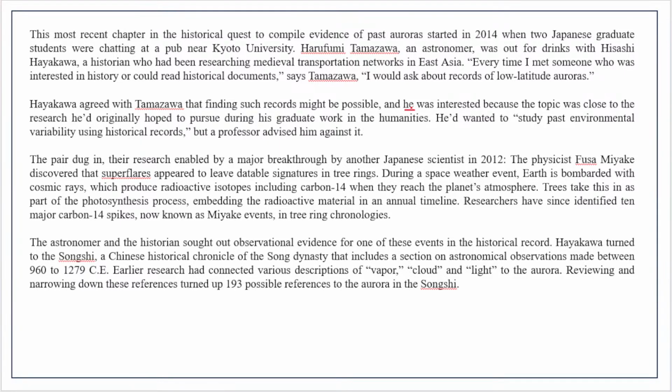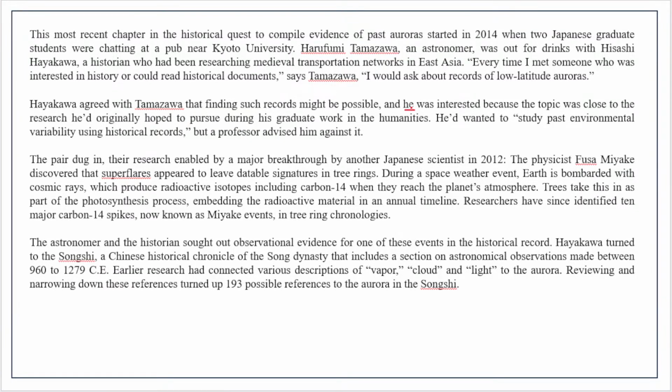That whenever these super flares, solar storms, are seen, they leave their signatures, their marks in tree rings. Datable means we can tell the date, at what time this happened. Okay. During a space weather event, Earth is bombarded with cosmic rays, which produce radioactive isotopes, including carbon 14, when they reach the planet's atmosphere. So now they are explaining how it is datable. How can we determine the date?